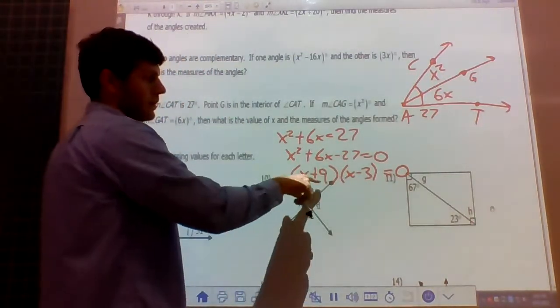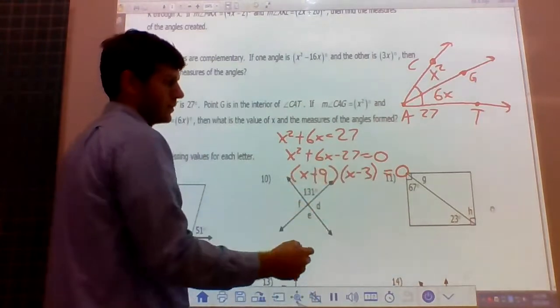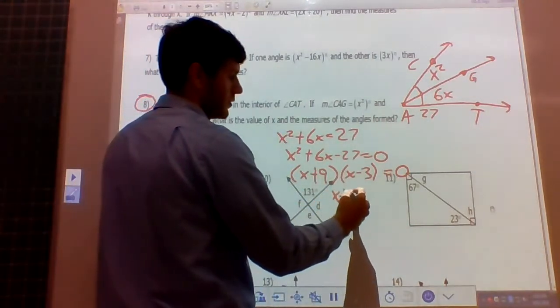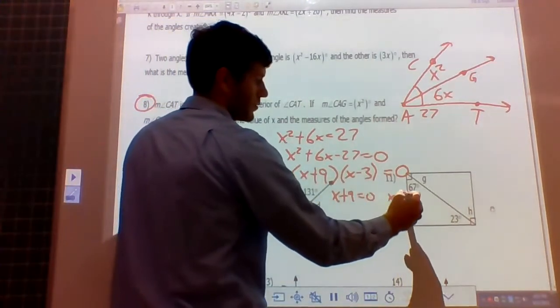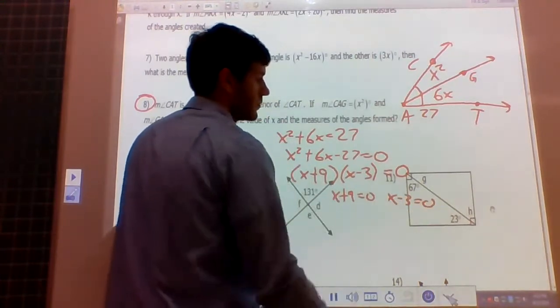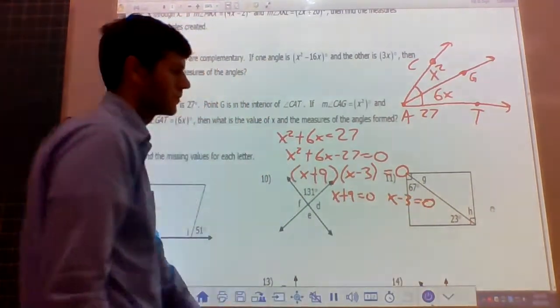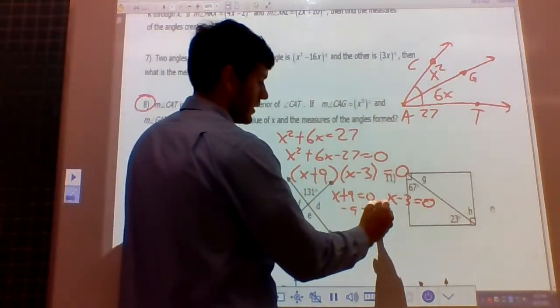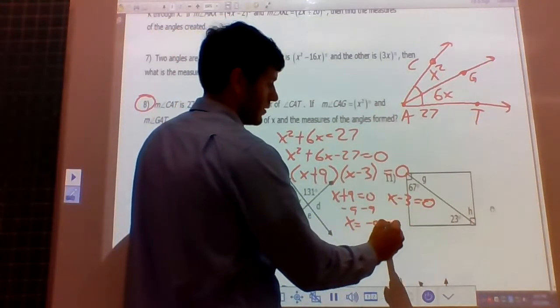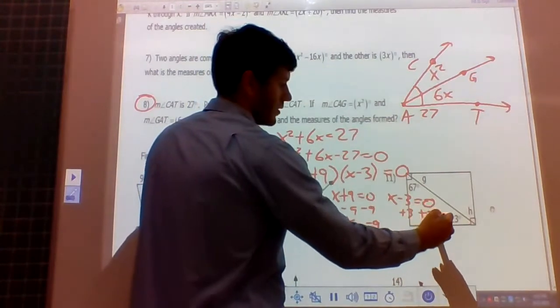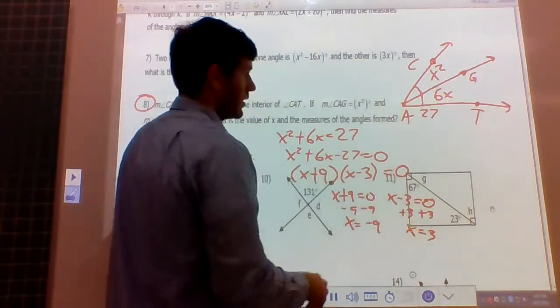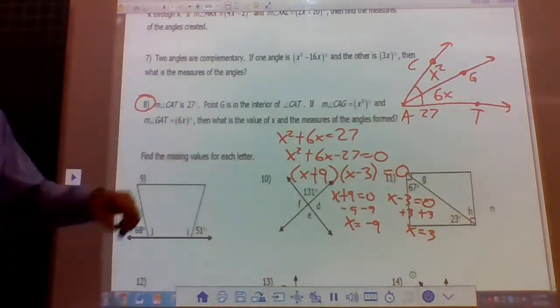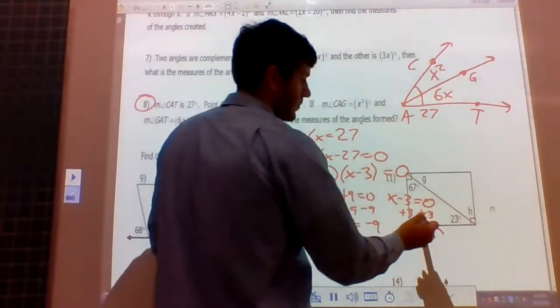It's going to multiply to negative 27 and add to positive 6. So then we get x plus 9 equals 0, and we get x minus 3 equals 0. Okay, so subtract 9, x equals negative 9. Add 3, x equals positive 3. The negative is not going to work, so we want to use the positive here.